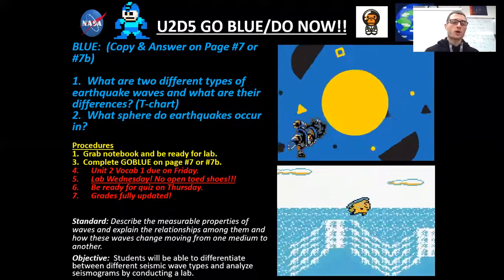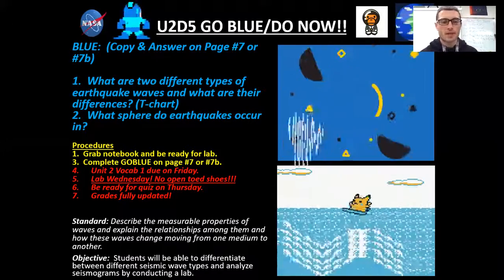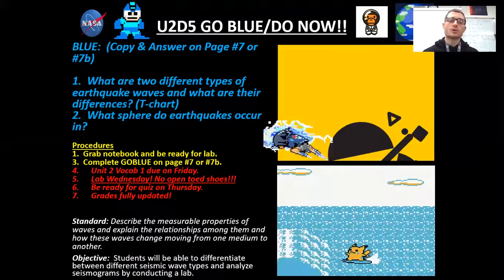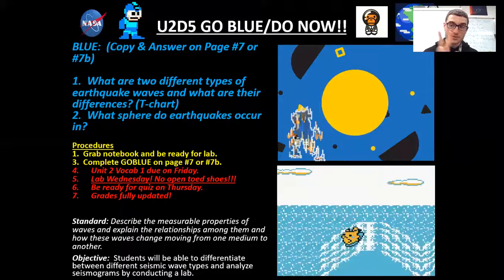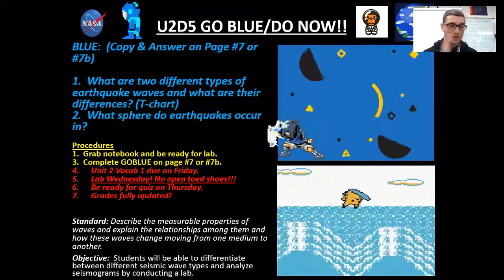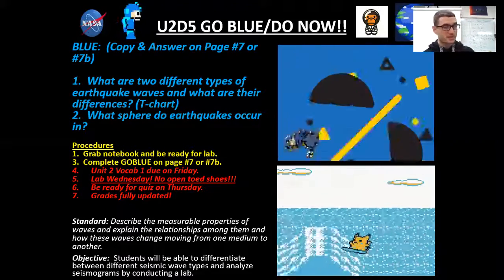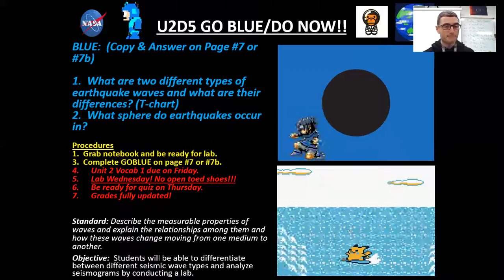Number 1, what are 2 different types of earthquake waves and what are their differences? You guys are going to make a T-chart for that, right? So we learned about 2 different waves yesterday. What are they? How are they different, right? You should have written that on page 6, I believe, or page 8, page 6 or 8.